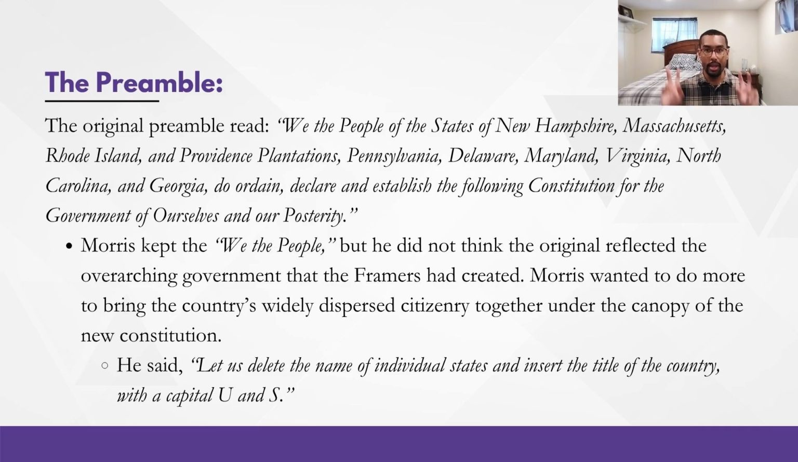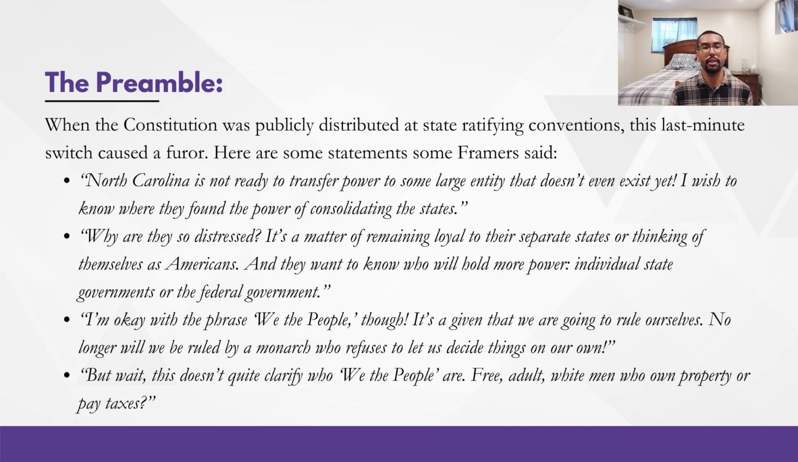Morris kept the "we the people," but he did not think the original reflected the overarching government that the framers had created. Morris wanted to do more to bring the country's widely dispersed citizenry together under the canopy of the new Constitution. He said, quote, "Let us delete the name of individual states and insert the title of the country with a capital U and S," unquote. When the Constitution was publicly distributed at state ratifying conventions, this last-minute switch caused a fervor.